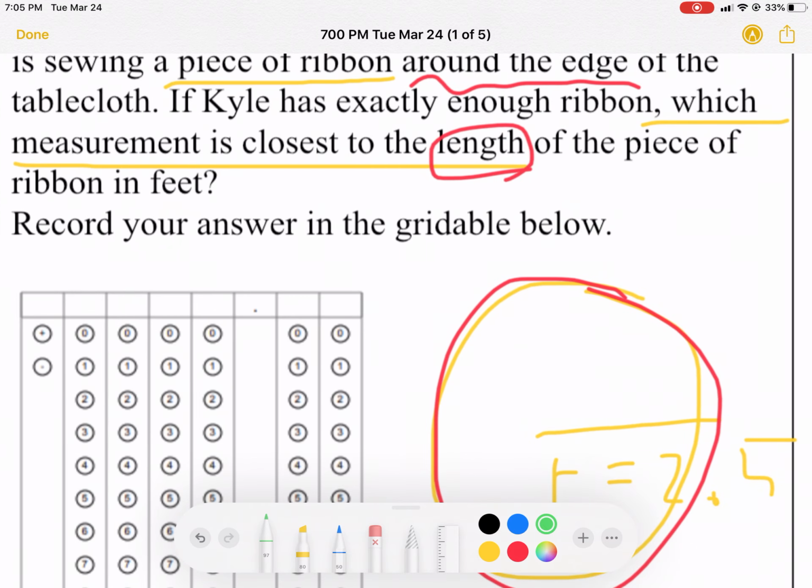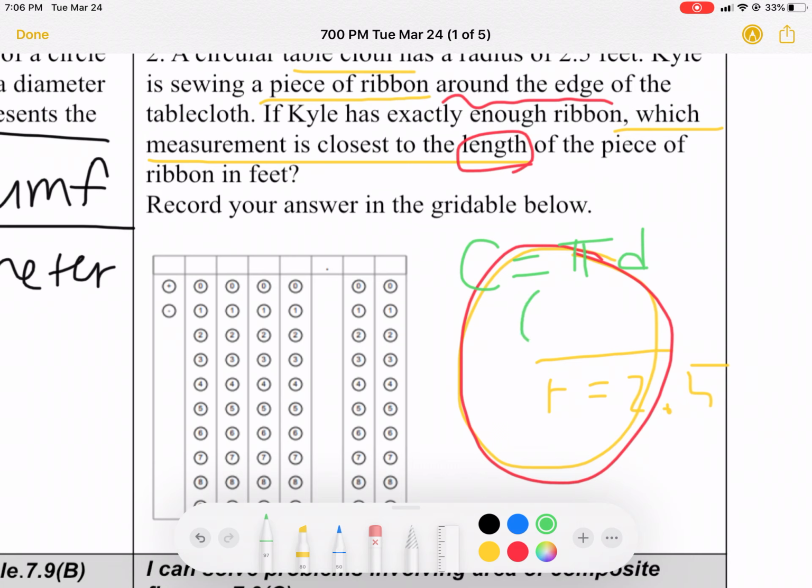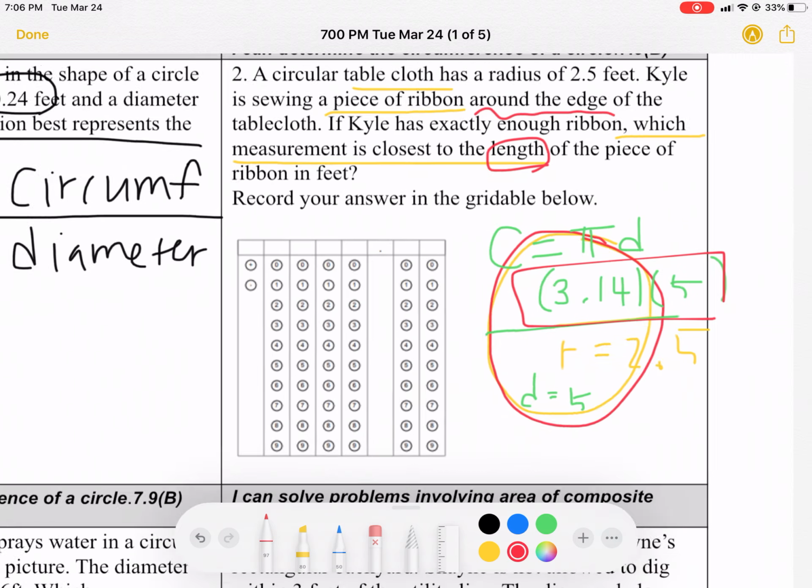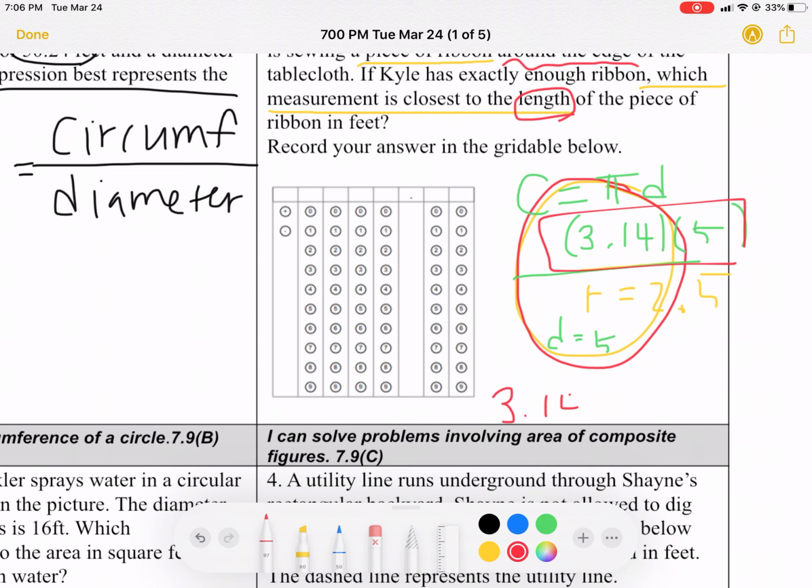So we need to write the formula. Circumference equals pi times diameter. As you know, pi is represented with 3.14. The radius is 2.5. So if I do 2.5 times 2, that is going to equal the diameter, which means the diameter is 5. So simply, all you have to do is multiply pi times 5 and put that answer here. That's it.